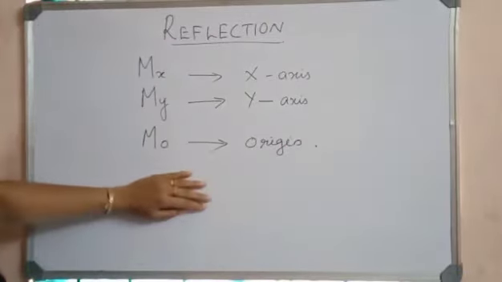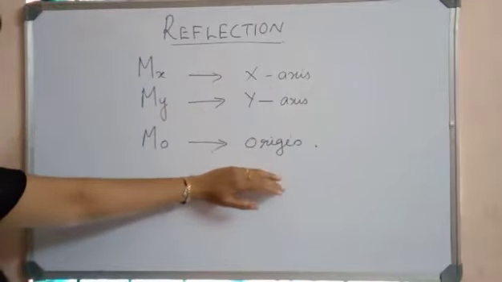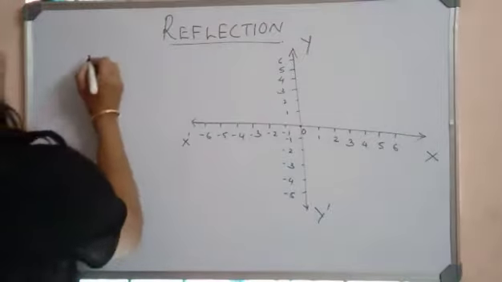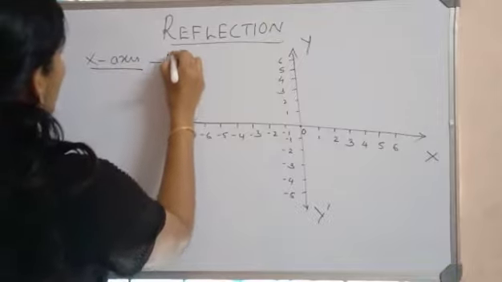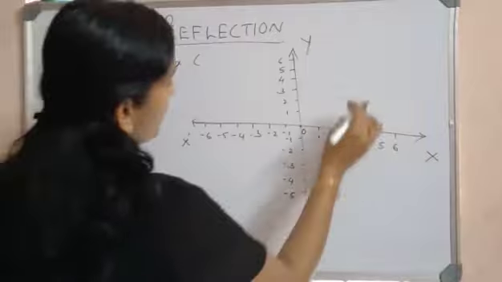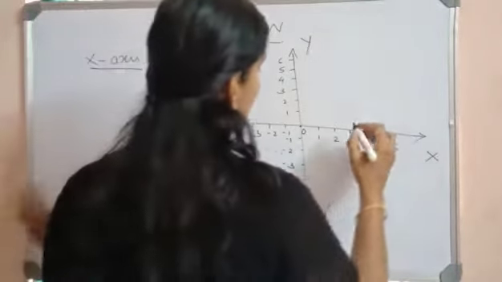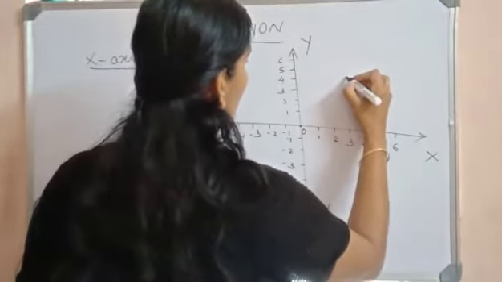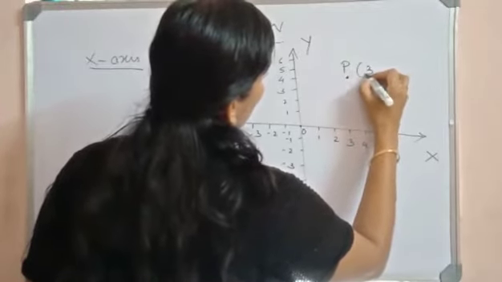Now let's see what happens. The reflection takes place in the x-axis, y-axis as well as in the origin. Let's consider the reflection in the x-axis. This can be represented as Mx. Let's consider a point (3, 4). What happens to this point we'll see. First let's mark the point (3, 4) here. This is 3 and here it is the point 4. This is the point P. It is (3, 4).